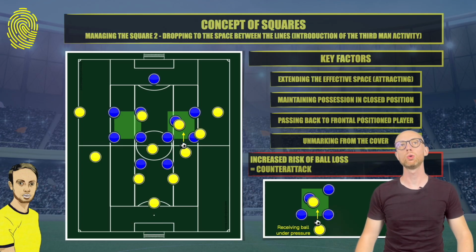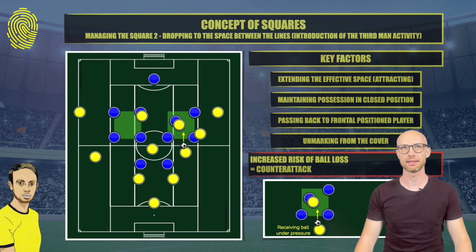Another way to use the space is illustrated by the second square. An attacking player playing as a forward drops from his initial position to receive the ball in this square. I want to emphasize once again the importance of extending the effective space of the game before dropping from the initial position. Not only does this allow for more space and time when receiving the ball, but it also focuses the opponent's attention, which will eventually follow the player.